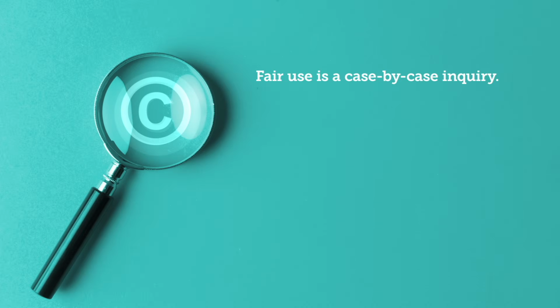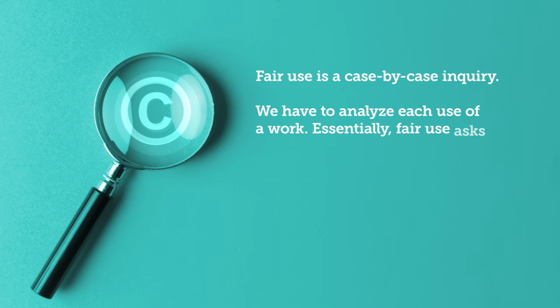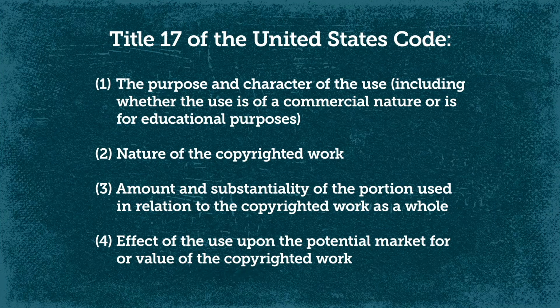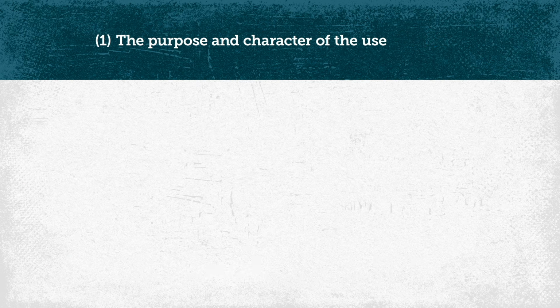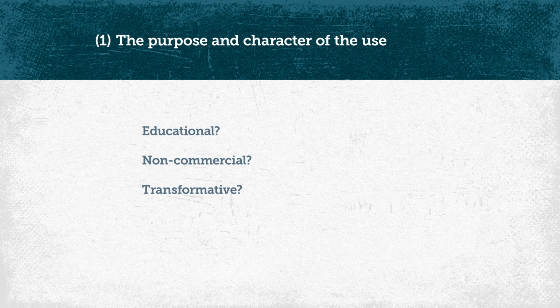Fair use is a case-by-case inquiry. We have to analyze each use of a work. Essentially, fair use asks us to think through our actions. Federal law sets out 4 fair use factors. The first evaluates the purpose and character of the use. An educational, non-commercial, or transformative use is more likely to be considered fair.